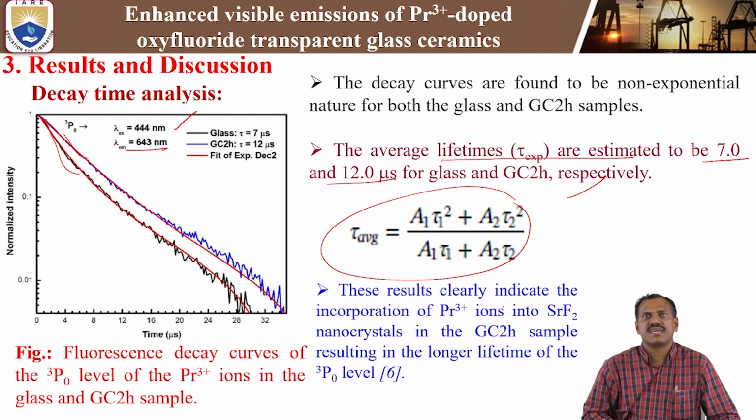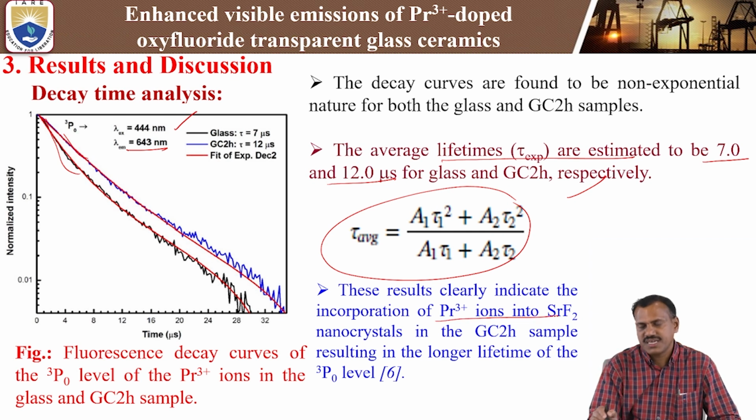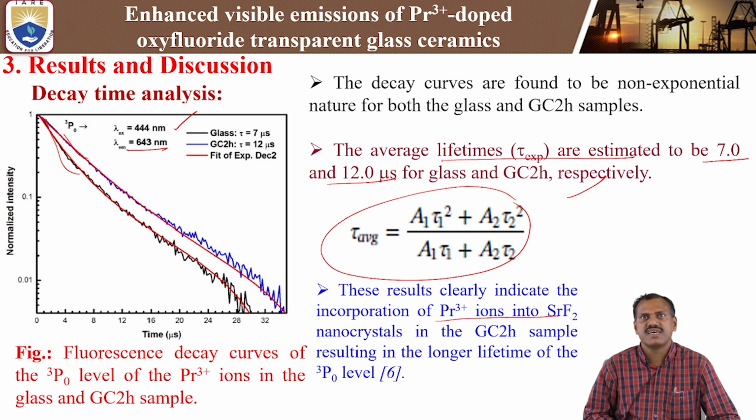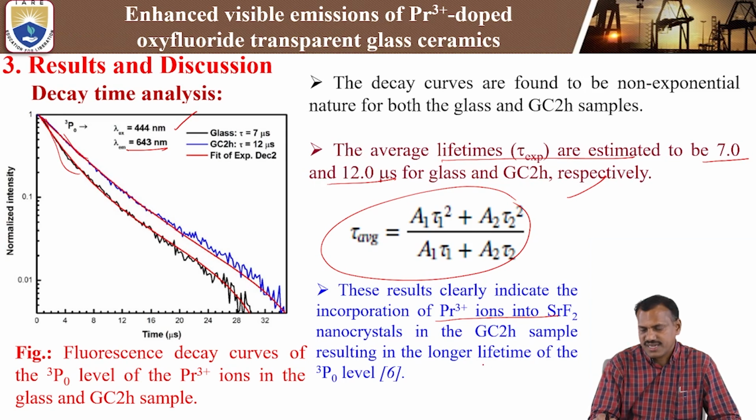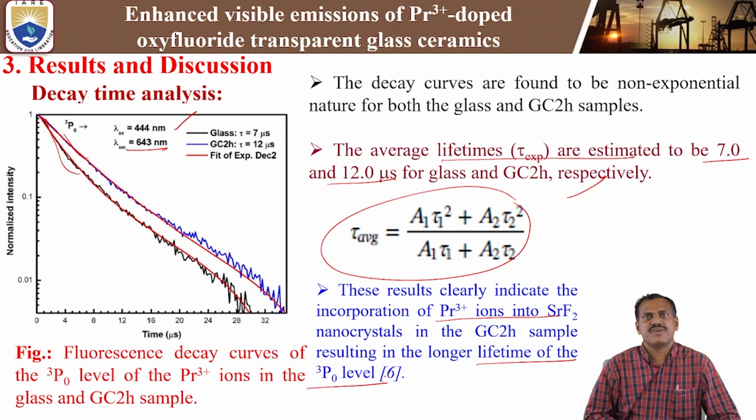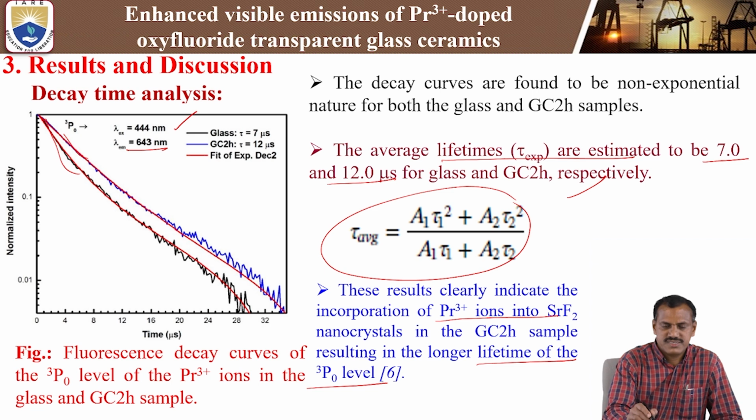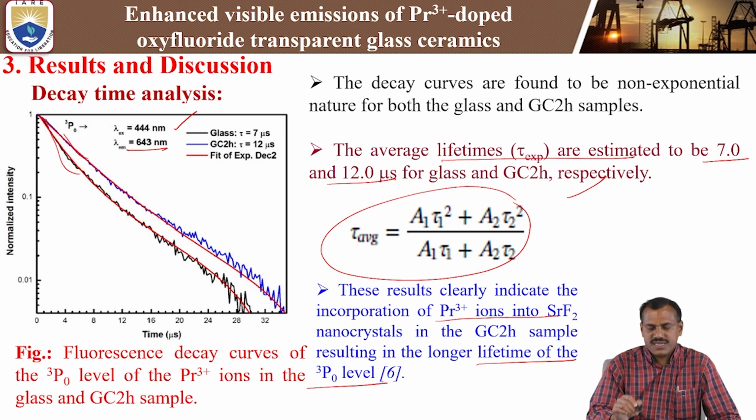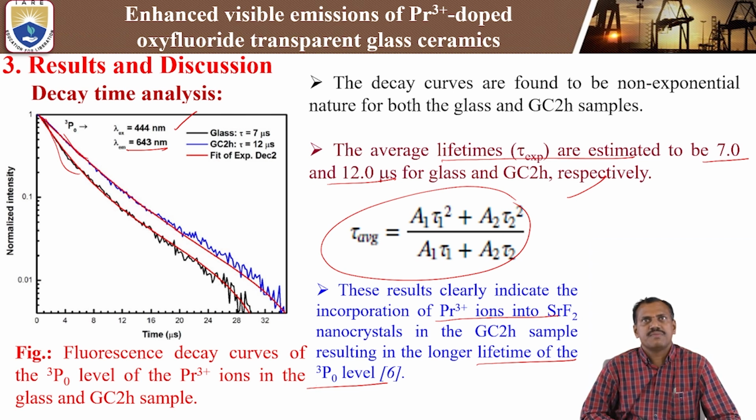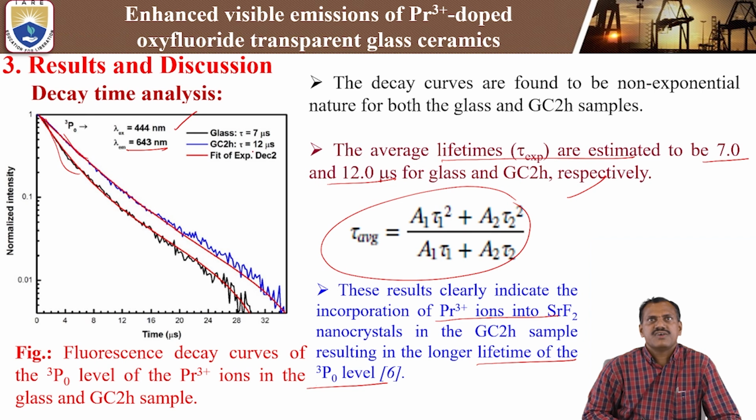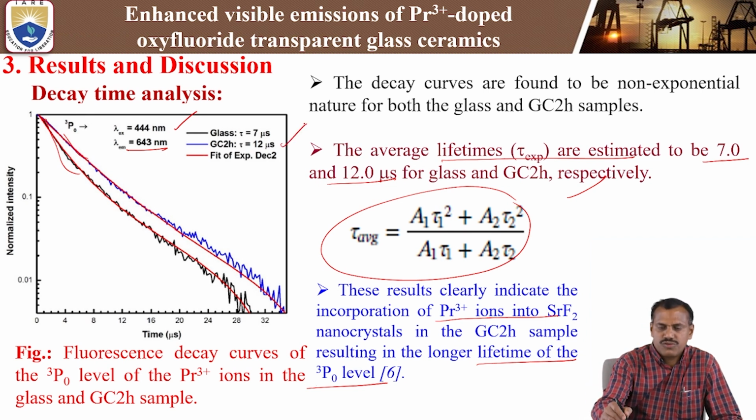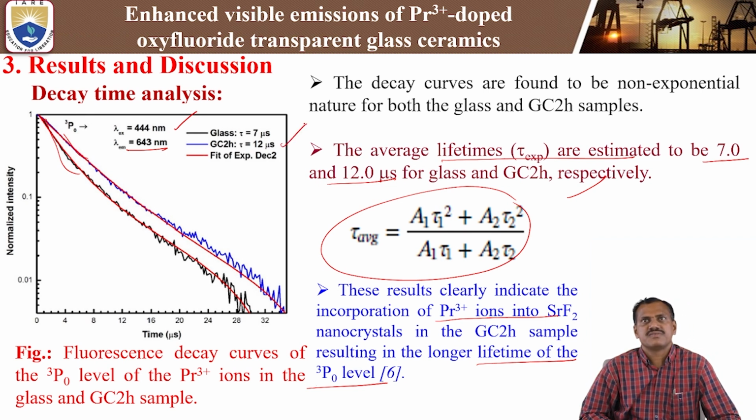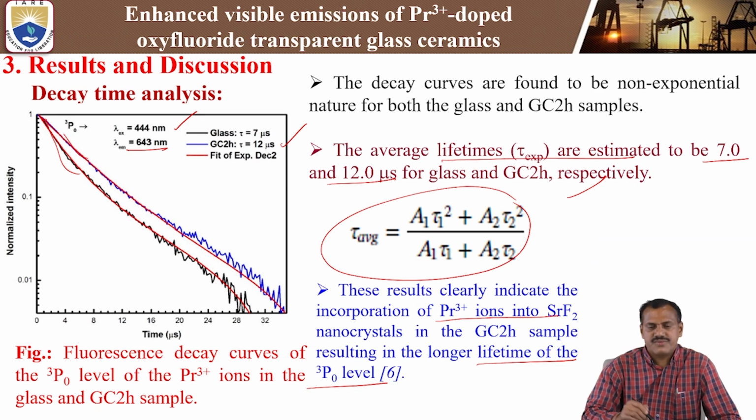These results clearly indicate that the incorporation of praseodymium 3 plus into the calcium chloride nanocrystal in the glass ceramic sample results in a longer lifetime, particularly for the emission wavelength of 643 nanometers, which mainly belongs to the 3P0 emission level. From that emission level, we are pumping with 444 nanometers and observing the decay time measurements. So the glass material has 7 microseconds, and the glass ceramic shows 12 microseconds. That is the enhancement from the glass to glass ceramics. This is well fitted to non-exponential nature.